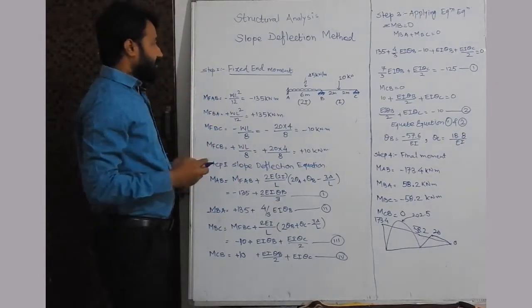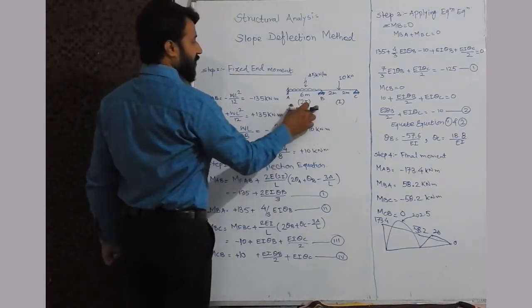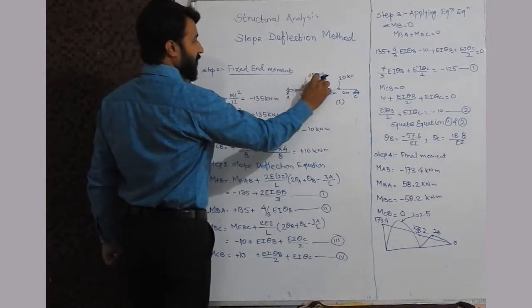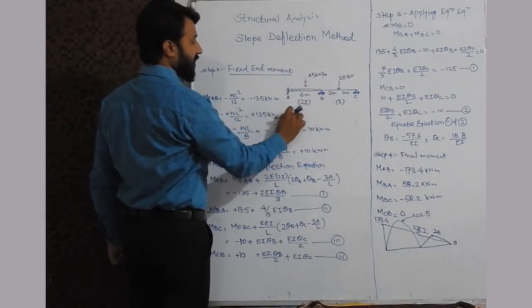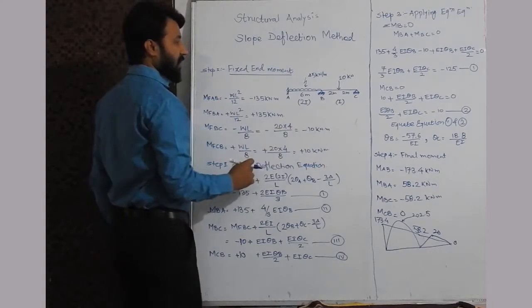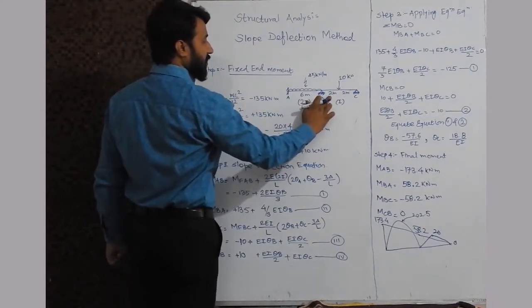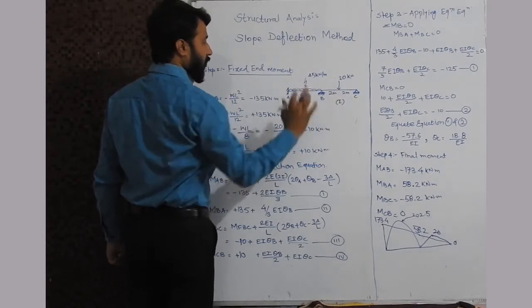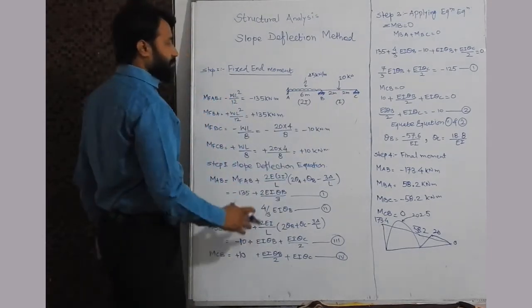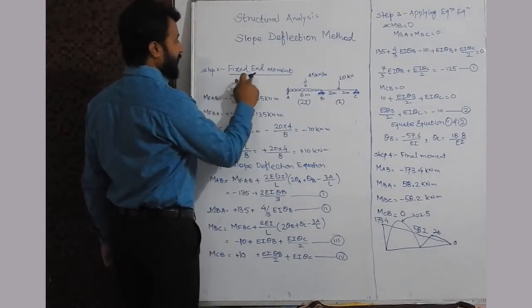Okay, so the numerical is given as span ABC. Span AB carries a UDL of 45 kN per meter over a span of 6 meters, having moment of inertia 2I. Here we have changed the moment of inertia in both the cases. Now span BC carries a concentrated point load of 20 kN, having length 4 meters. So directly we will calculate the first step, that is the fixed end moment.